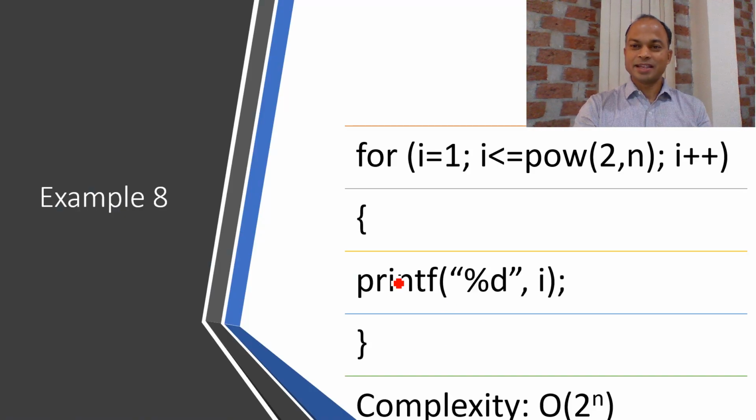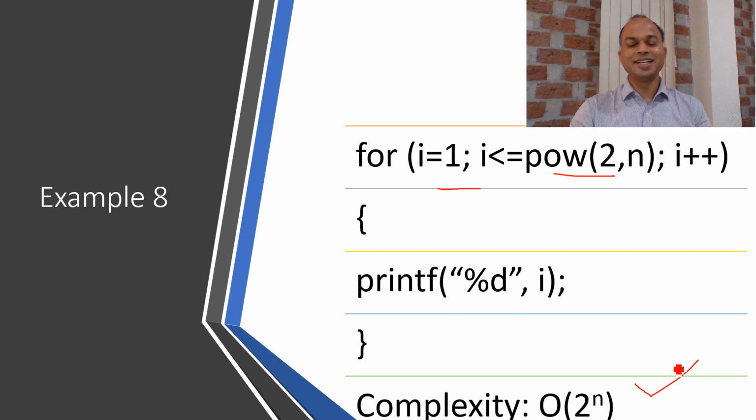Now we are presenting example 8, and this is our final and last example. Here the initial value of i equals 1 and i is less than or equal to 2 raised to the power n. So the dependency here is upon exponential time. 2 raised to the power n is exponential time. Therefore, complexity will be order of 2 raised to the power n. So in this way, we can find out the complexity of any algorithm.